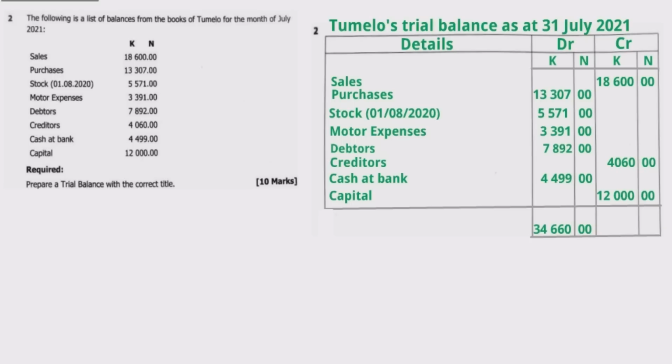Now let's go to the credit side. Punch in 18,600 kwacha plus 4,060 kwacha plus 12,000 kwacha. When you punch these in, they will give you 34,660 kwacha. Okay, now as you can see, on both sides we have found the same amount of money. That means our trial balance is correct. Our trial balance for Mr. Tumelo is well done. So that is the correct answer.